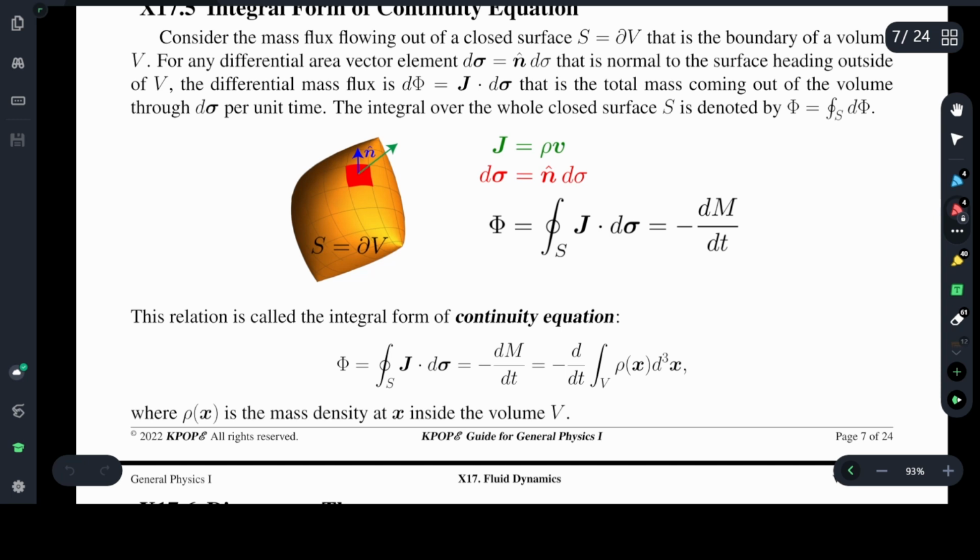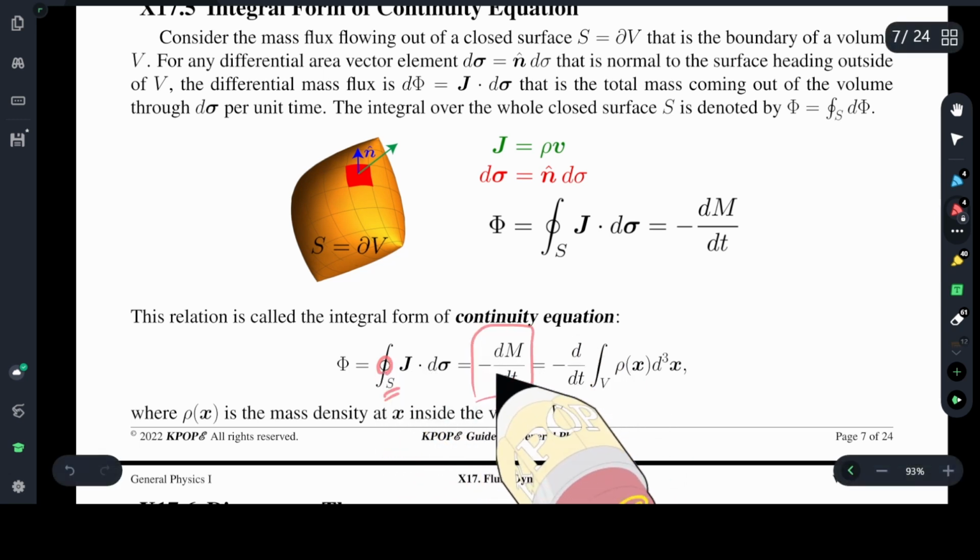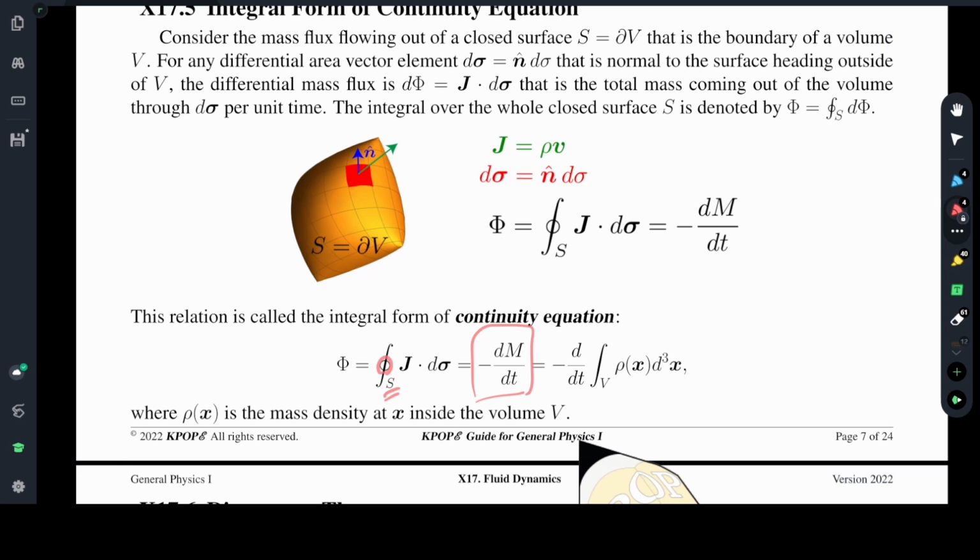So I corrected this one as a circle to close the surface. The current passing through a closed surface, this is the current density. Then the integral over the closed surface represents the time rate of decrease of the mass inside.